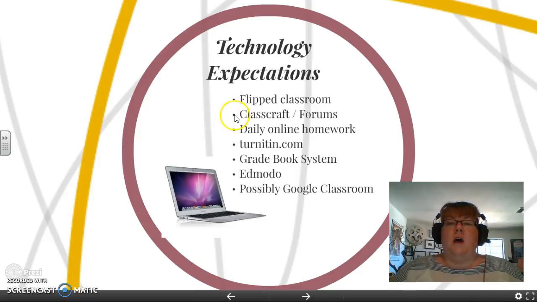The next aspect is this idea of Classcraft. Many of you have heard about the game I play with my students. This will be introduced the first week of classes, so being aware of that is important. Forums is this idea that you will be writing weekly written assignments that will be done on Classcraft. They will be part of your grade, and it's basically writing 2 short essays every week on top of what we do in class. There will also be daily online homework, which go with the flipped classroom videos.